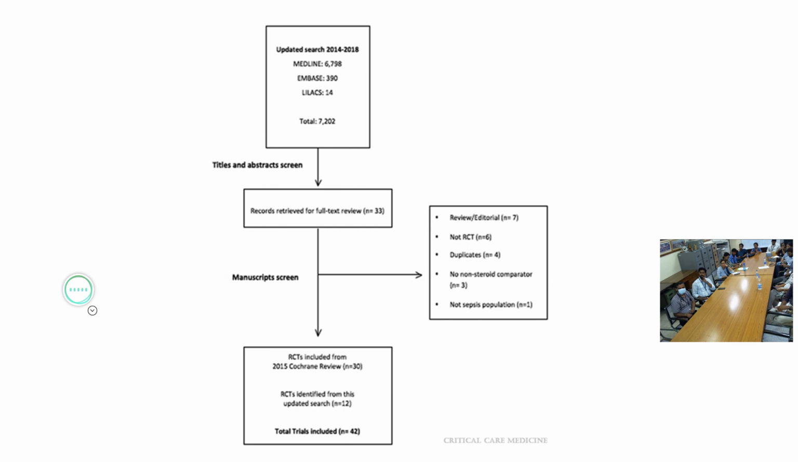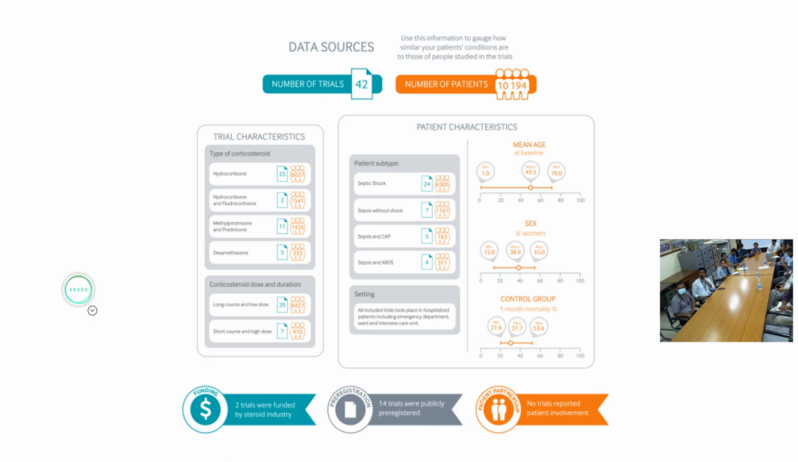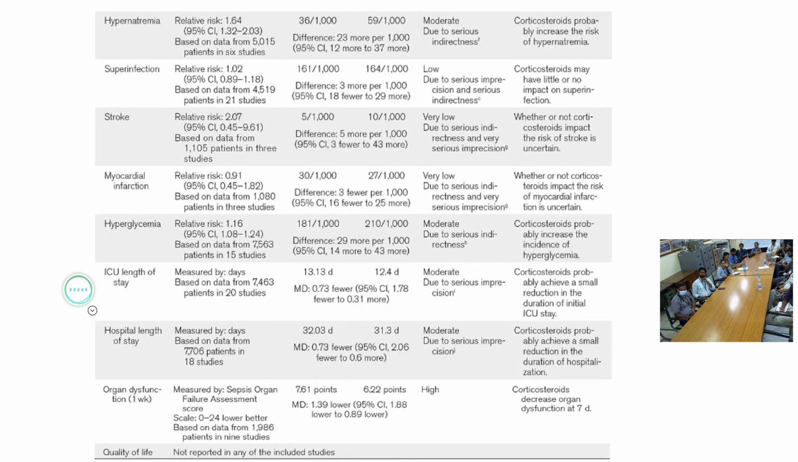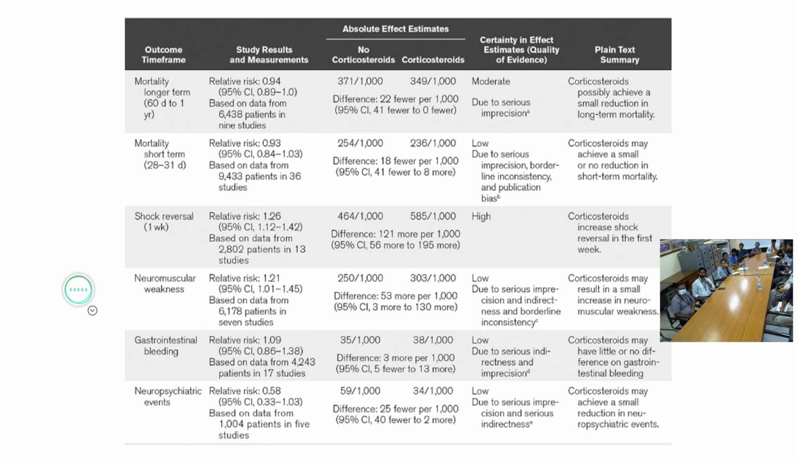So from 2014 to 2018, they got 12 new studies, and all 42 were included in the new systematic review. So 42 trials with 10,194 patients were included in the systematic review. So these were the outcomes that they had pre-decided that they wanted to look at, and except for quality of life, for which they did not find any data, they were able to, using this current systematic review, get to an answer.